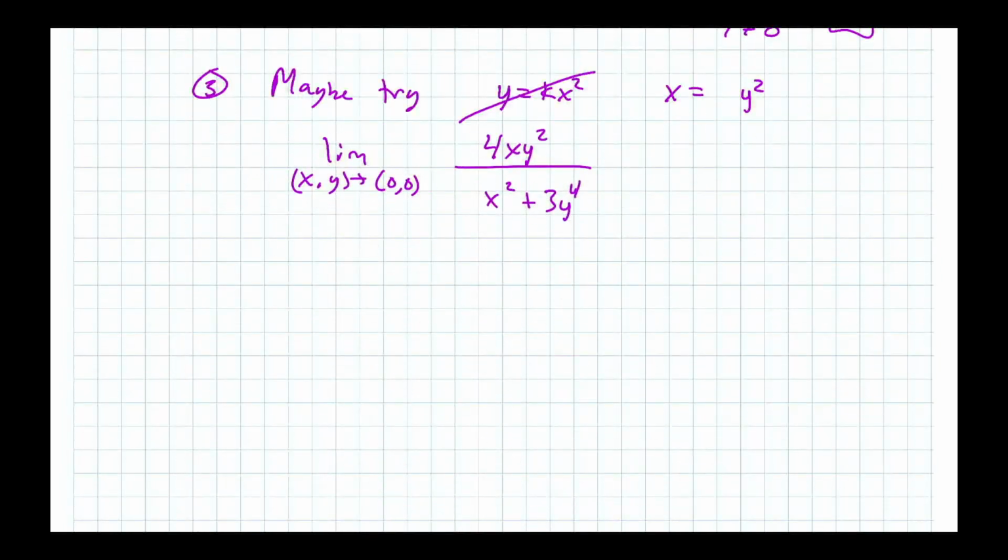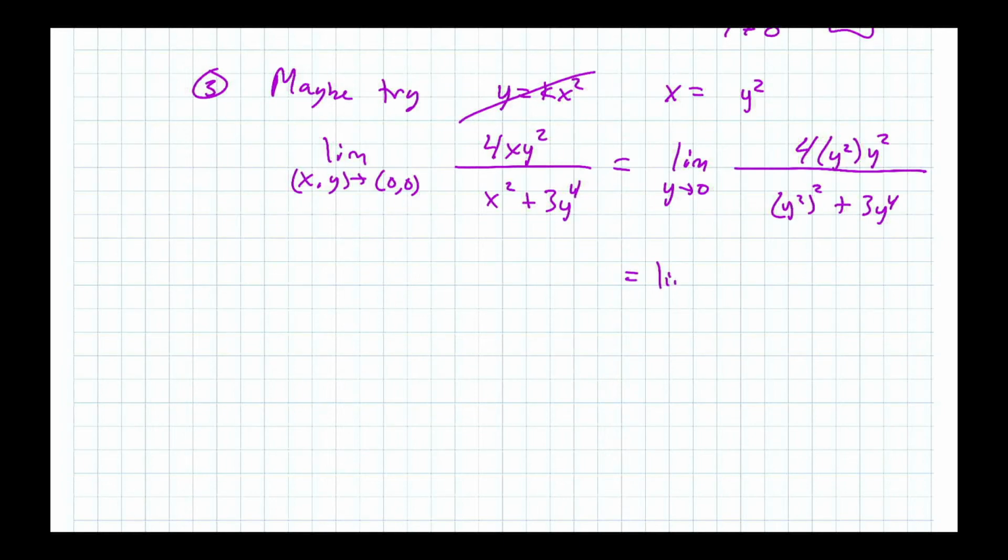All right. So if we try this, we're going to put x equals y squared in there. This time we have 4x, which is 4y squared. In the denominator, we have x squared, which is y squared squared, plus 3y to the fourth. And this time, it's a little bit different than before. We're doing a limit as y goes to zero, right? Because everything's y, it's not x's. So in the numerator, you have 4y to the fourth. In the denominator, you have y to the fourth plus 3y to the fourth.